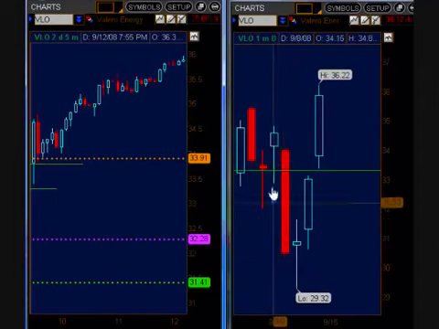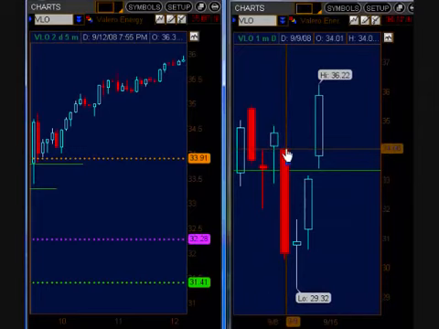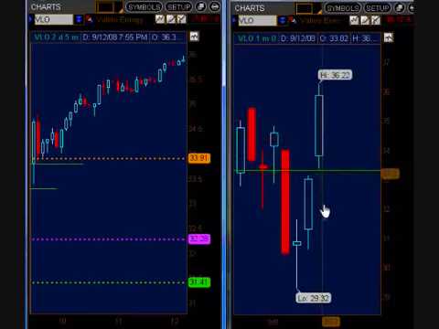Here it was a beautiful one. Here's the open up here. See, a red candle is opposite. Then it opened. It never gyrated down, and gyrated up and just fell all day. It just fell all day. That was a beautiful play. That was 4 days ago.